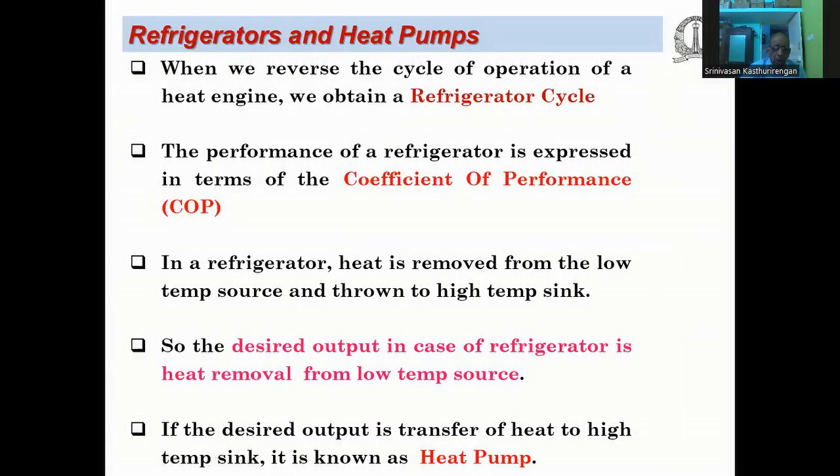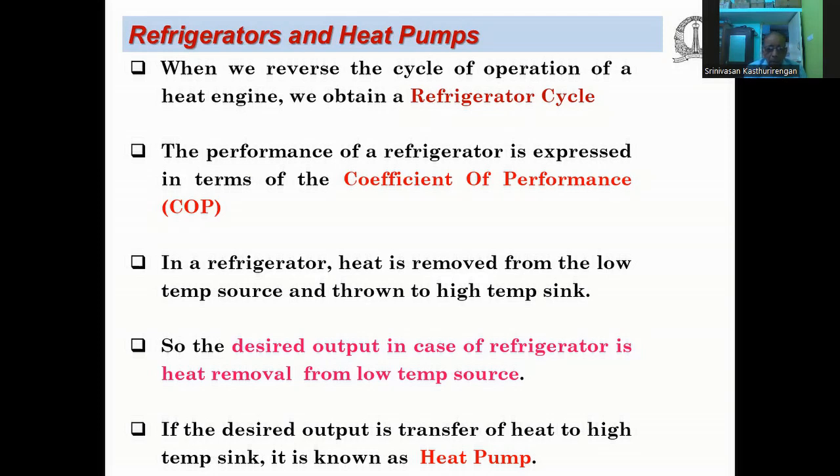Now let's come to the concept of a refrigerator. What is a refrigerator? Suppose we reverse the cycle of operation of a heat engine, we get what is called a refrigerator cycle. The performance of the refrigerator is expressed in terms of the coefficient of performance, known as COP. You don't call it efficiency, you call it coefficient of performance. In a refrigerator, heat is removed from the low temperature source and thrown into the high temperature sink.